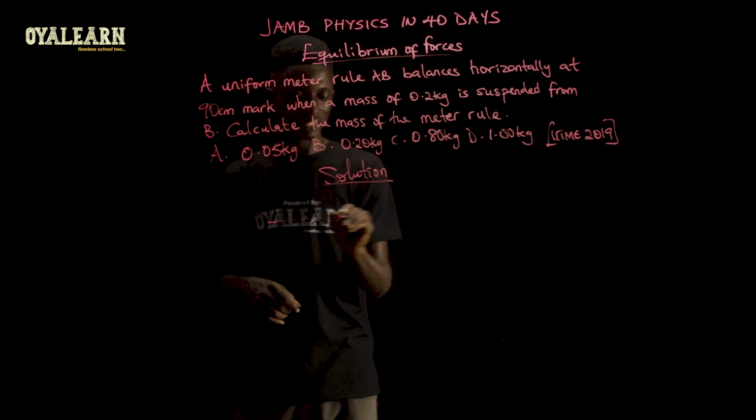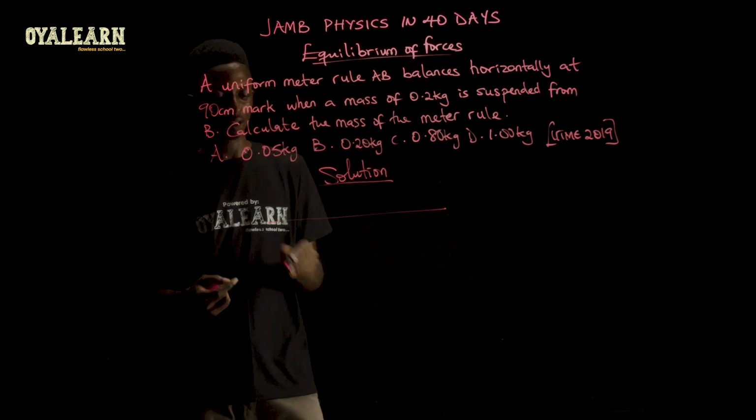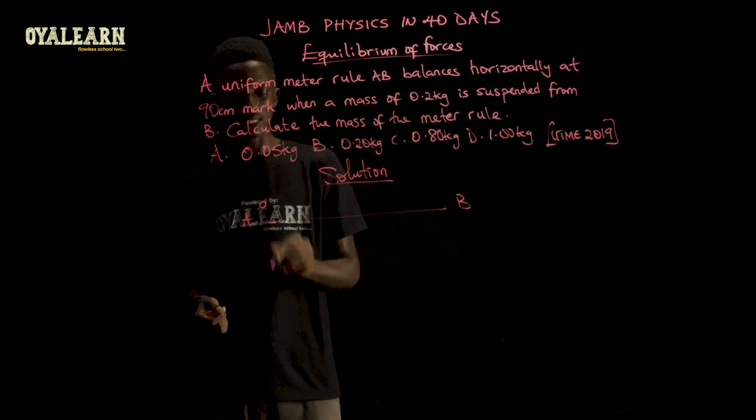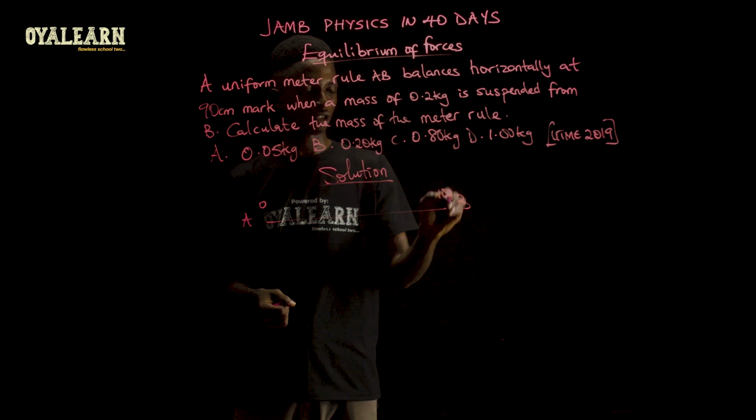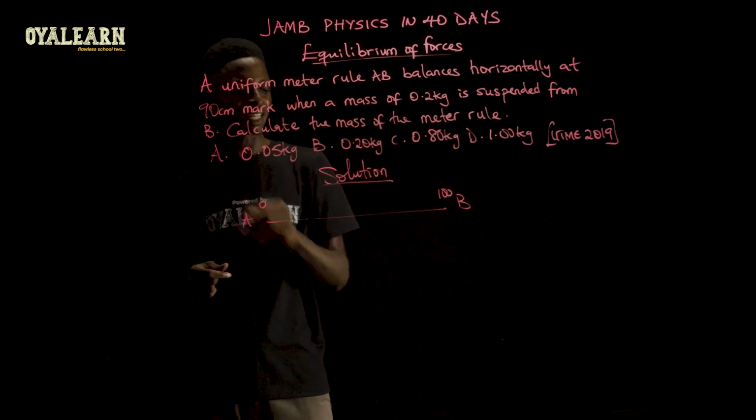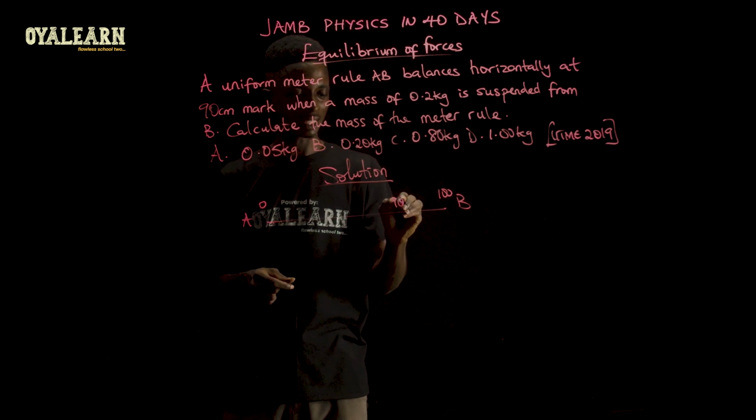So let's take this line to represent the meter rule. So A, B, which means this will be the 0 centimeter mark. This will be the 100 centimeter mark. Now, it balances at point 90. So at this place, 90, let's put our pivot.